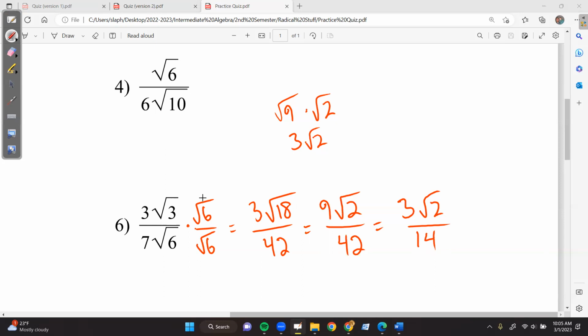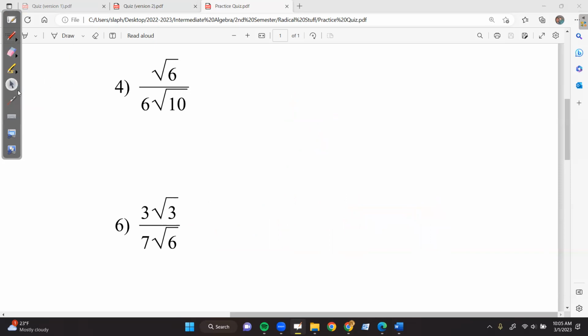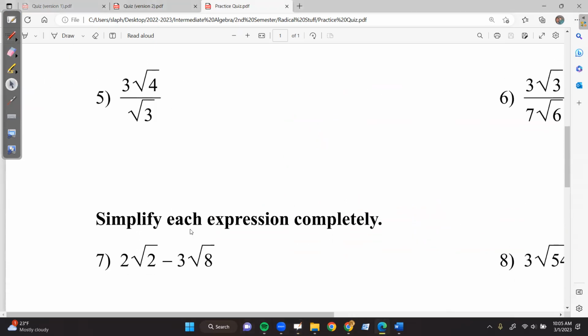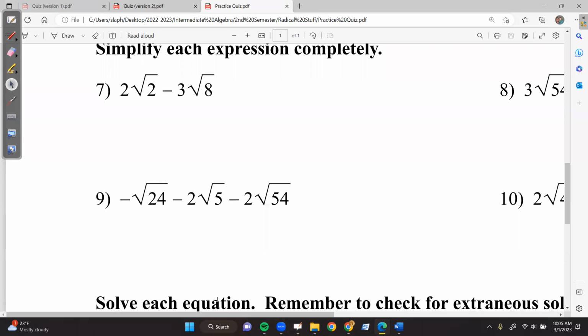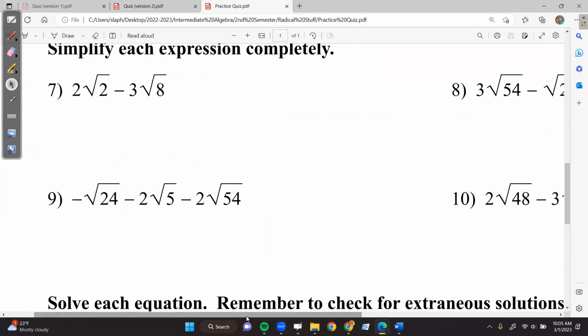All right, let's head on down the line. Let's head on down to problem number 7. And these are the problems. This is why we do practice quizzes, because it's not fair as a teacher to think that you guys would remember something that we did 2.5 weeks ago.